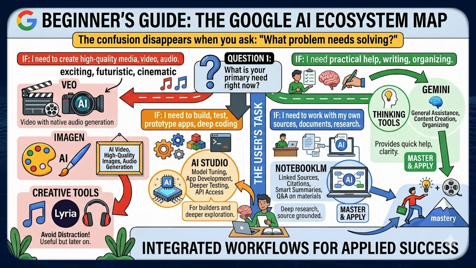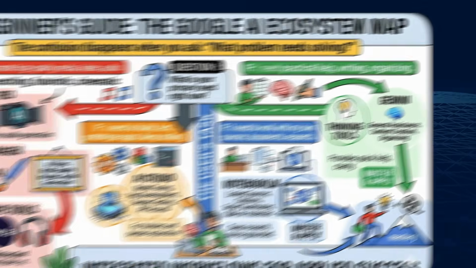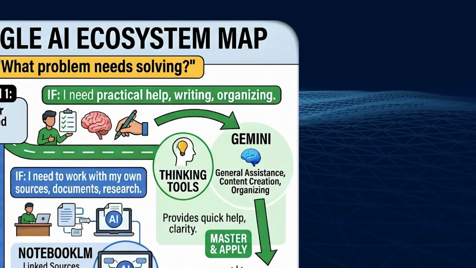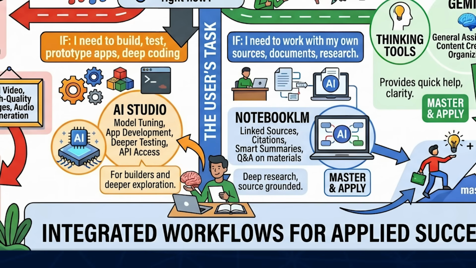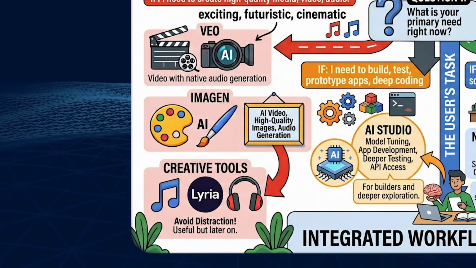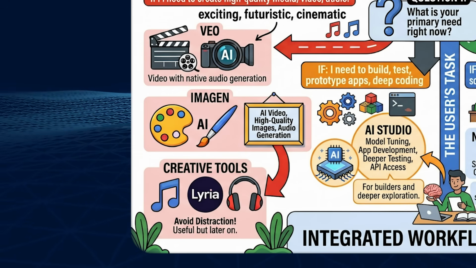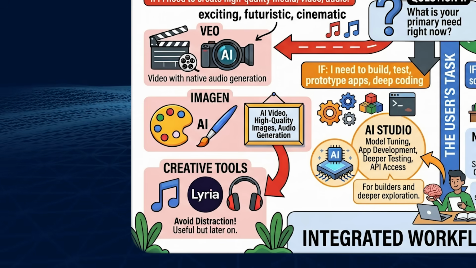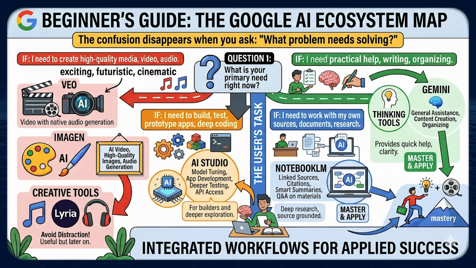At this point, the whole ecosystem can be reduced to one simple mental map. Gemini is for general help. NotebookLM is for working with sources. AI Studio is for building and testing more deeply. Veo and the other creative models are for making media. Google's official pages support that separation clearly across consumer apps, research tools, builder tools, and specialized media models.